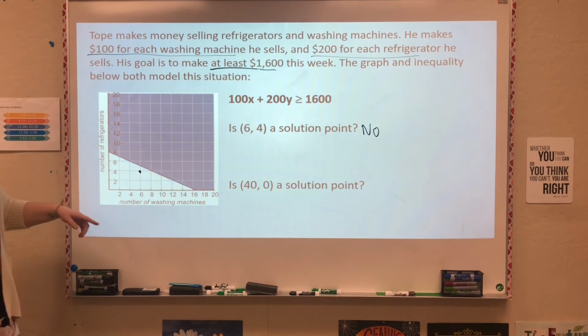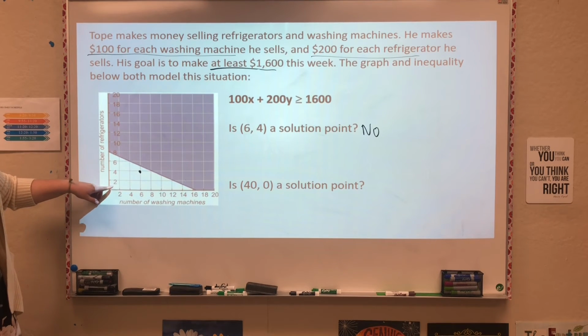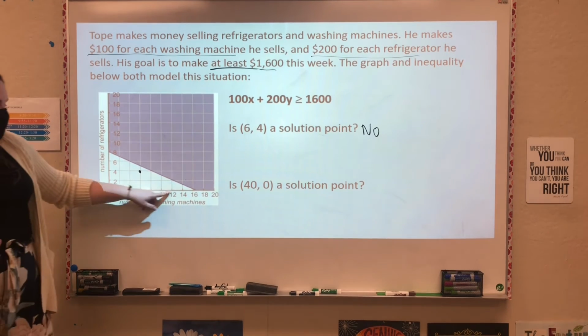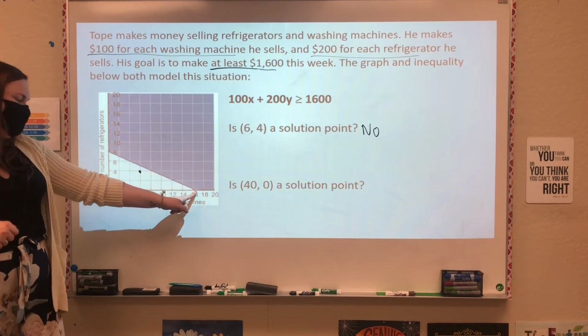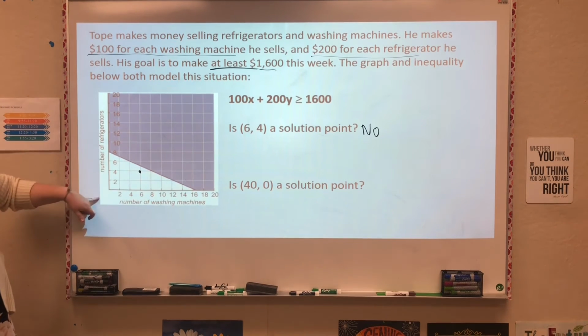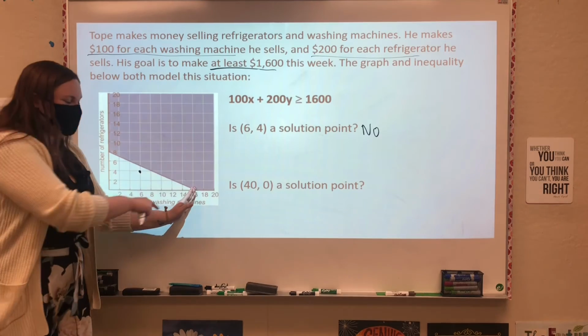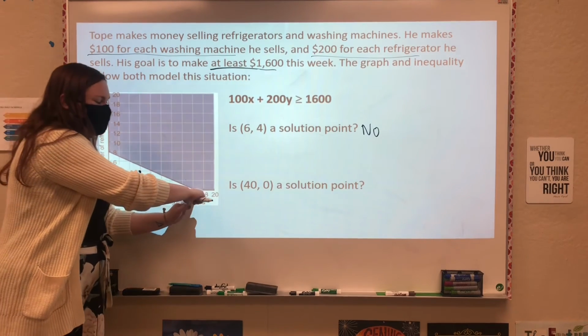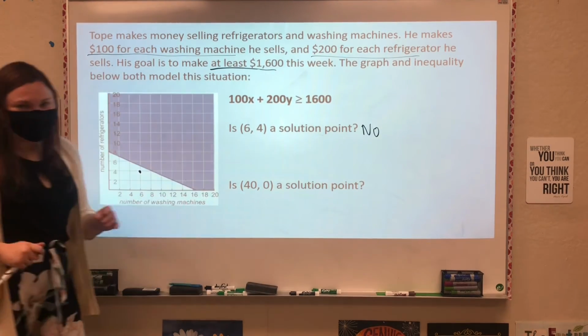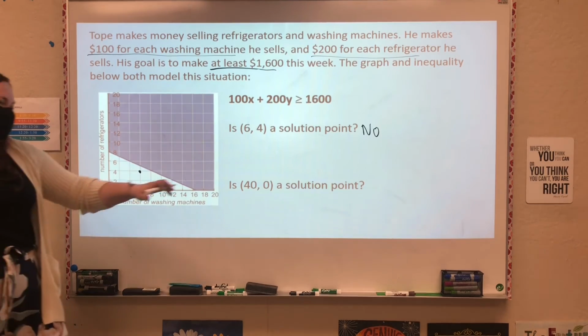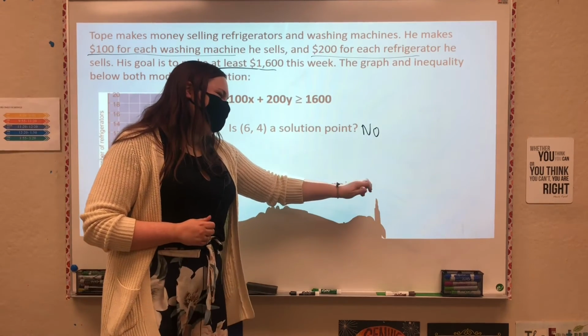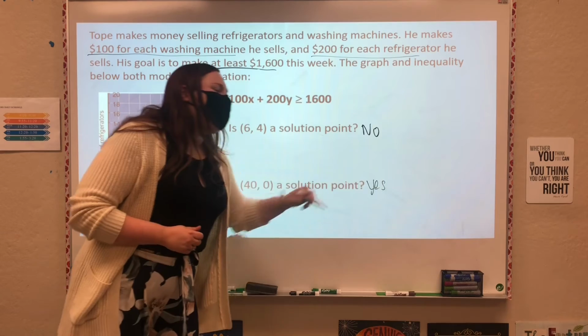I'm going to repeat it just in case the microphone didn't pick it up. What he's noticing on this graph is if you sell only 16 washing machines and don't sell any refrigerators, that's the bare minimum you need to sell of just one, and anything more than that is going to be in the shaded area. So he is right. So we could say, is it a solution point? Yes.